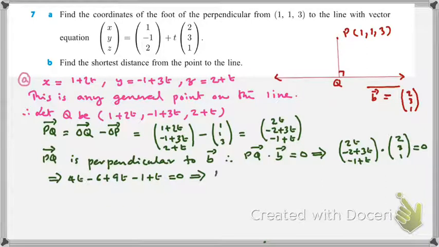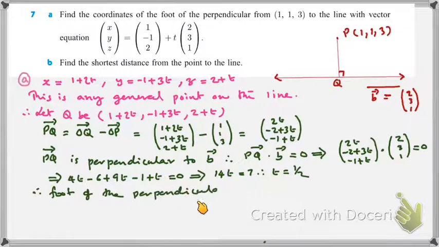Then you add the like terms together. So you will get 14t is equal to 7, and so t is equal to half. So we found the value of t. This value of t, if we put back into Q, I'll get the foot of the perpendicular. Therefore, the foot of the perpendicular is, replace t by half.